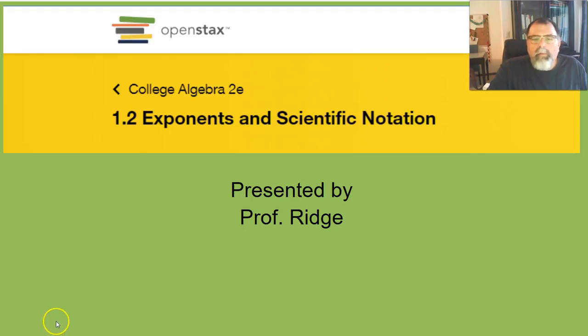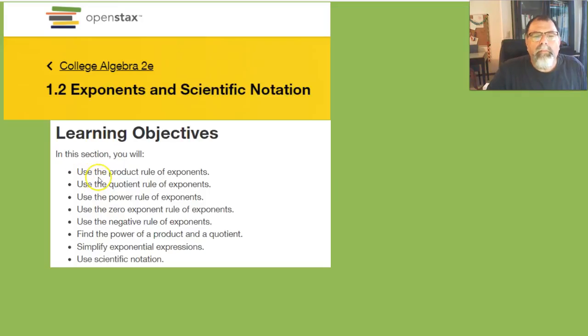Hi, welcome. This is Professor Ridge, and today's lesson is 1.2, Exponents and Scientific Notation. Alright, so let's look at the first learning objective. Use the product rule of exponents.